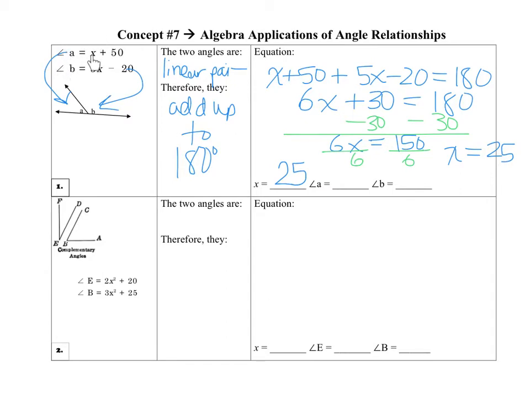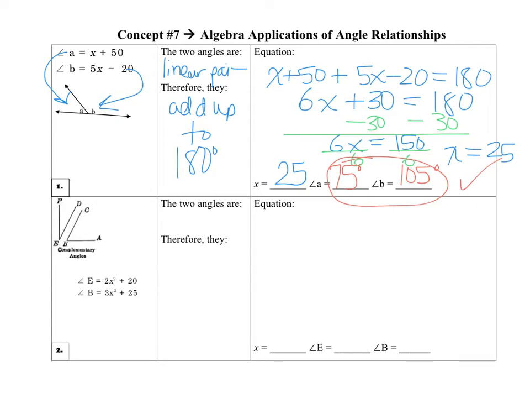So if we do 25 plus 50, that tells us that angle A is 75 degrees. And if we plug in 25 right here, 5 times 25 is 125. Subtract 20, that's 105 degrees. It's always a good idea to take a quick check at the end and make sure the relationship is true. Did these two end up being a total of 180? And they are. So that's a good check that we did a good job. All right, on to the next one.